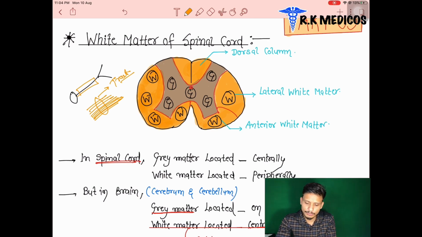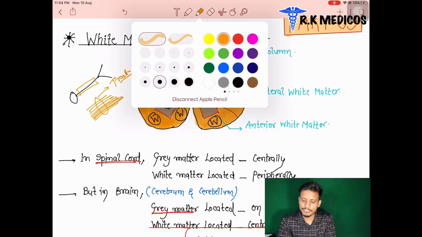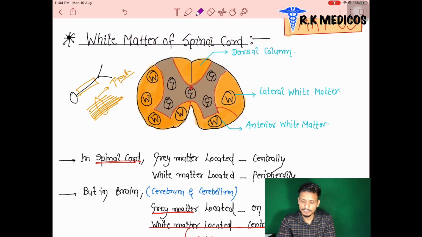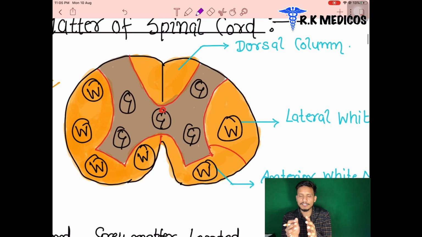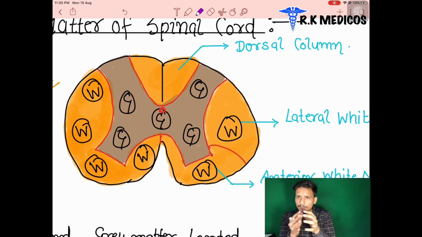So we can see in the spinal cord, the gray matter is situated centrally. You can see here these gray matters are present in the central region. In this picture you can see clearly that in the central part there is gray matter located, and in the peripheral part, what is located? White matter. But this only happens in the spinal cord.